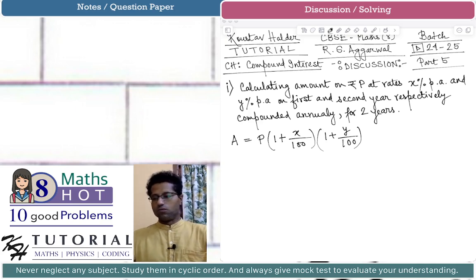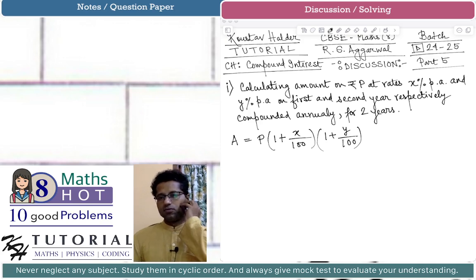So the formula is amount A is equal to P multiplied by 1 plus X by 100 multiplied by 1 plus Y by 100, where X is the rate of interest per annum in the first year and Y is the rate of interest per annum in the second year. And this is the formula of the amount that will result from the original principal P in 2 years, with the rate X% in the first year and the rate Y% in the second year.